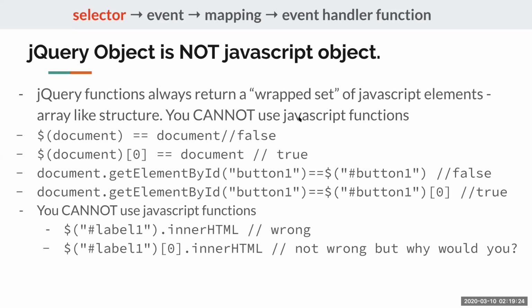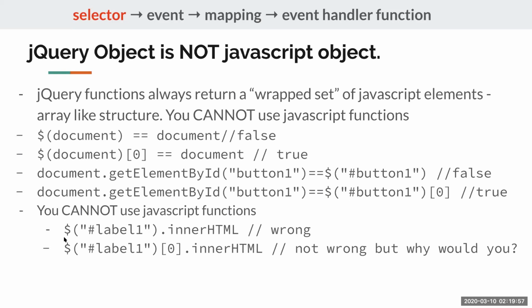So you cannot use JavaScript functions. If you want to use a JavaScript function, you would have to access each element using indexing. So you can say these 2 are different and these 2 are exactly the same. This and these are different because this is jQuery and this is a pure JavaScript object, but these 2 are the same because it's accessing the first element in the set.